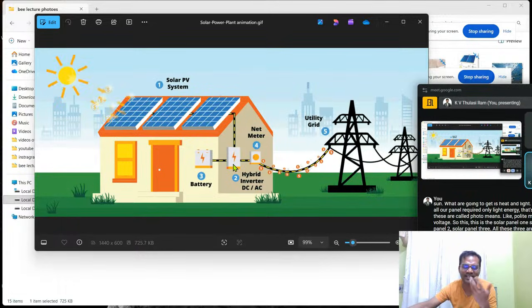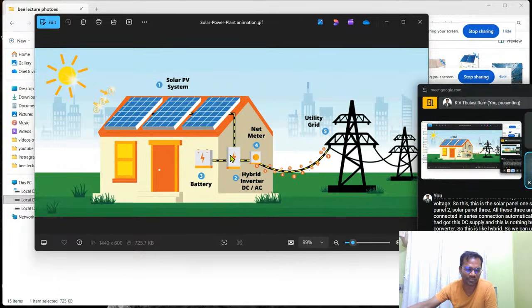This is like a hybrid, so we can use this solar power and store it in our battery. This is nothing but the inverter at your home, and the same DC supply will be connected to a hybrid inverter, which will convert this DC supply into AC supply, and the same AC supply will be exported to the grid with the help of a transformer.